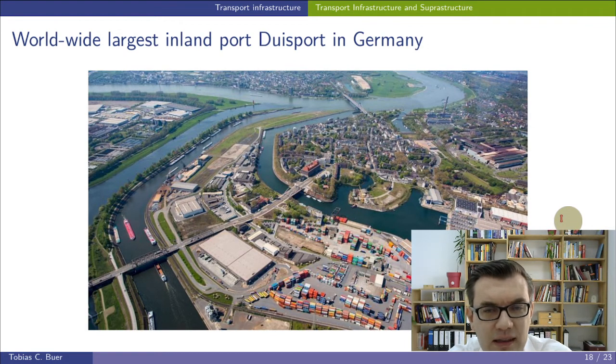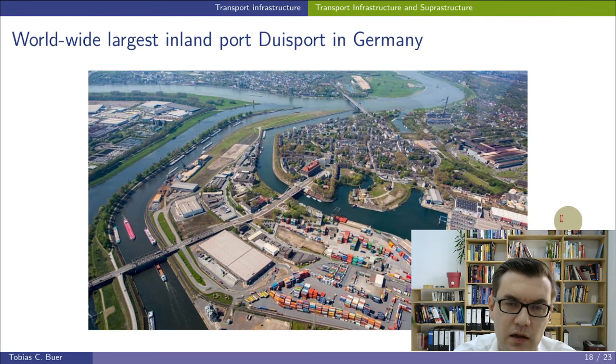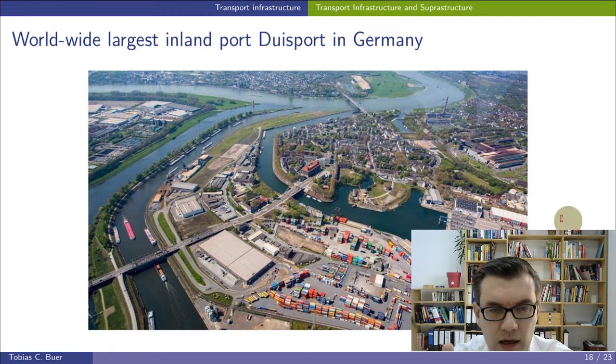And Duisport is very important for the region because it is a hub, an interface between the containers, often containers that arrive on the river in Duisport and then are transshipped to other ships and brought to the port of Rotterdam in the Netherlands, or they are transshipped to trains on railway tracks.